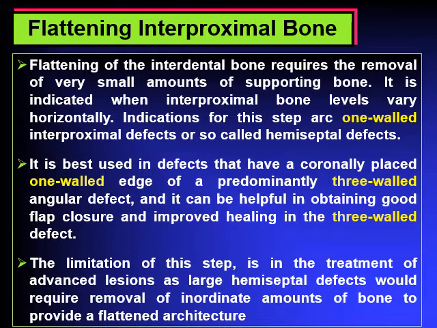So it is indicated when interproximal bone levels vary horizontally, and it is indicated in one-wall interproximal defects, or the so-called hemiseptal defects. It is also used in case of a combined defect, where one wall edge of a three-walled angular defect is found, and it can be helpful in obtaining good flap closure and improving the healing of the three-wall defect. So this is a combined defect where the number of walls apically are more than coronally.